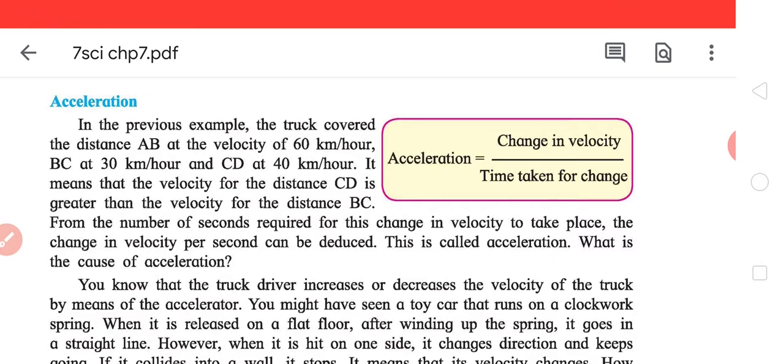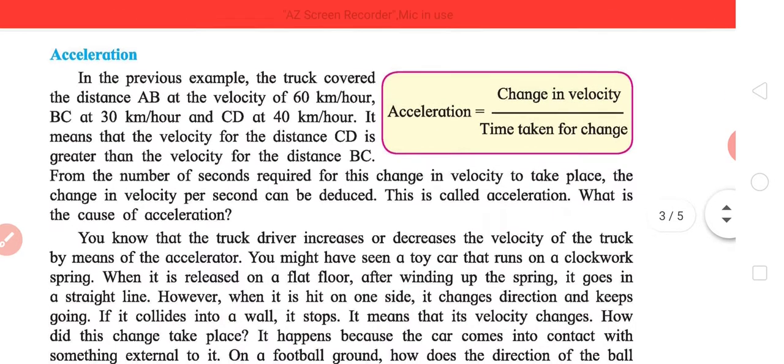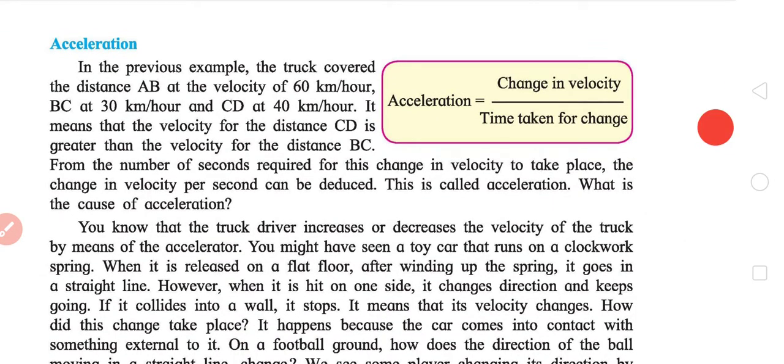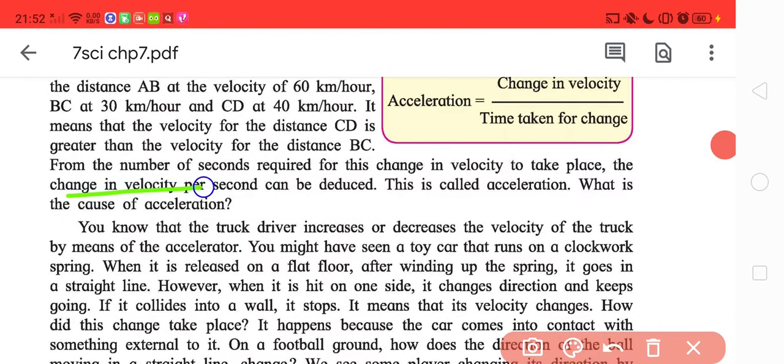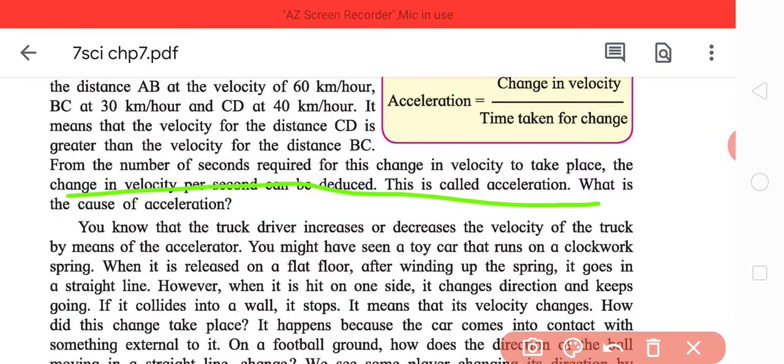It means the velocity for distance CD is greater than the velocity of distance BC, naturally, because 40 is greater than 30. So if the number of seconds is given, the change in velocity is deduced. This is called acceleration. Basically, what change in velocity takes place in a unit of time.